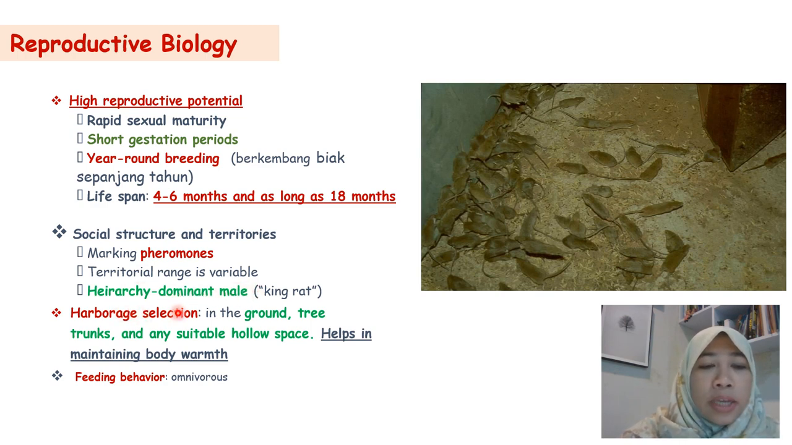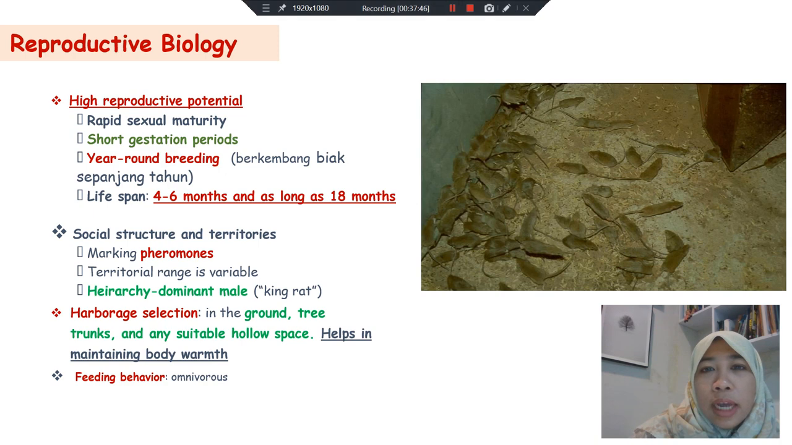The arboreal selection or the habitat. For some of the rats, the habitat is in the ground. For some of the species, the habitat is in the tree. Some of the species live in hollow spaces. They have different nests. And in their nest, it helps in maintaining body warmth. And their feeding behavior is omnivore. They can eat anything they find. Omnivore.